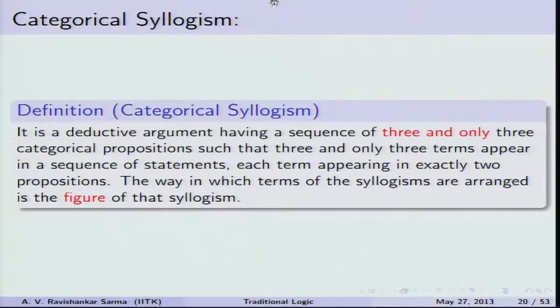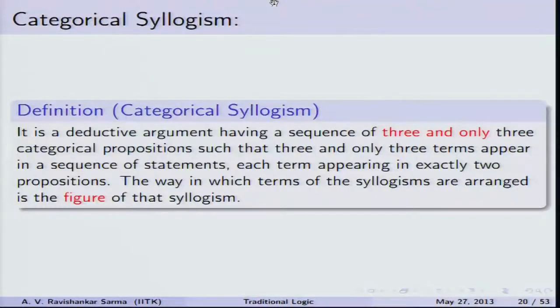So a categorical syllogism is a deductive argument having a sequence of three and only three categorical propositions. That means two will serve as premises and another one will serve as a conclusion, such that three and only three terms appear in the sequence of statements, each term appearing in exactly two propositions. So these are some of the things which you will find in categorical syllogisms. You will find the subject term, the predicate term, and the middle term. The way in which these terms of syllogisms are arranged is what is called the figure of that particular kind of syllogism.